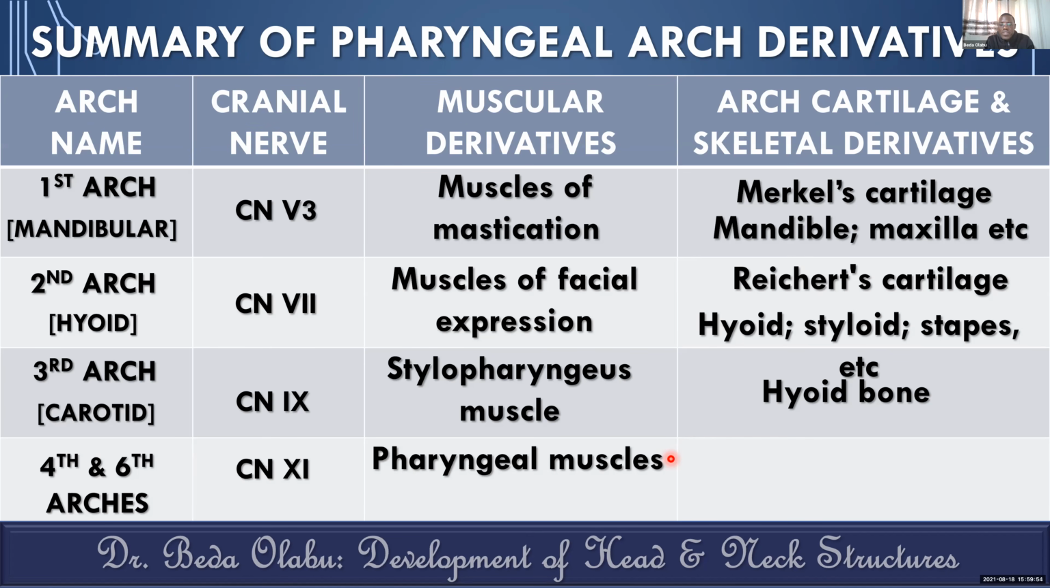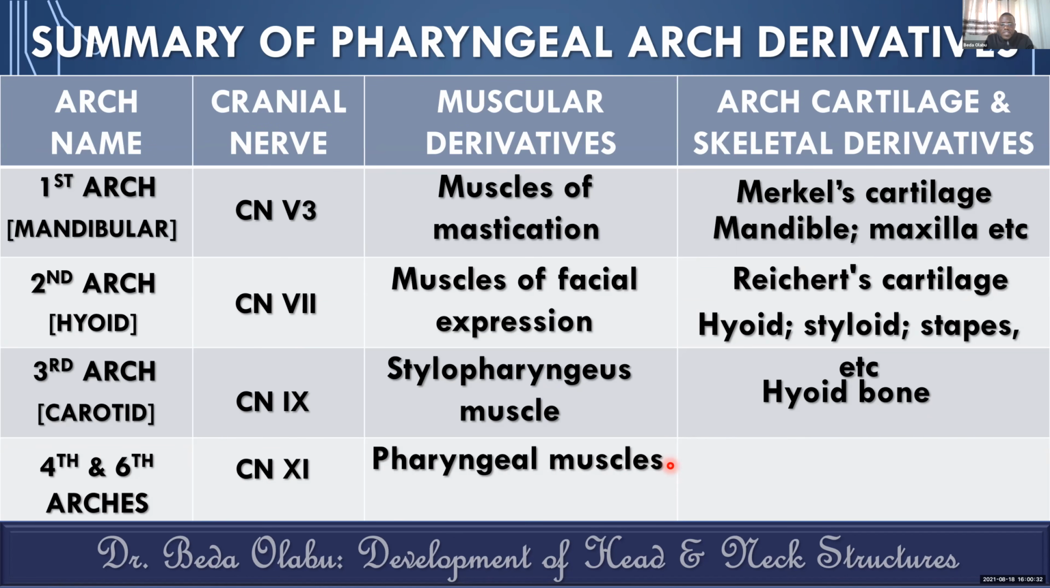So remember, pharyngeal muscles, we have those longitudinal muscles like stylopharyngeus. Now, that one is an exception, but the others are palatopharyngeus from the fourth arch, and salpingopharyngeus, which is also called tubopharyngeus. It's also from the fourth pharyngeal arch. Those are the longitudinal muscles. Then you have the circular muscles, what we call the constrictor muscles, superior constrictor, middle constrictor, and inferior pharyngeal constrictor. So those ones are from the fourth arch.